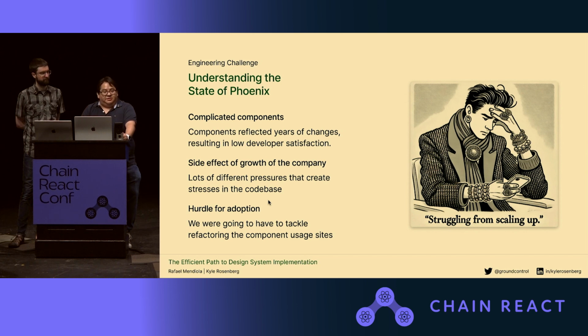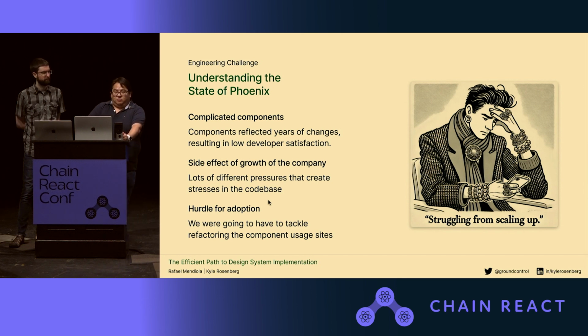When a startup enters that scale-up phase, there are lots of different pressures that create stresses in the codebase. There's the urgency of delivering new features, there's shifting priorities, there's team reorganization, there's the changing of design standards, etc. Eventually, there was a gap between the design specs and the components in Phoenix, and that was hard to ignore. And that was causing friction in the collaboration between designers and engineers. So the design system would solve that.